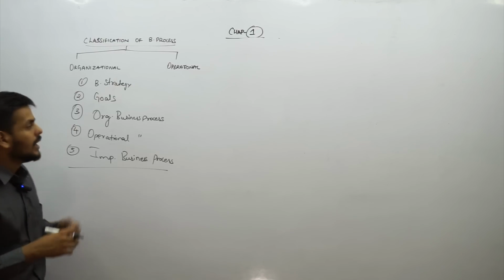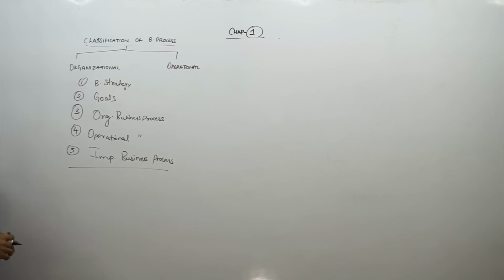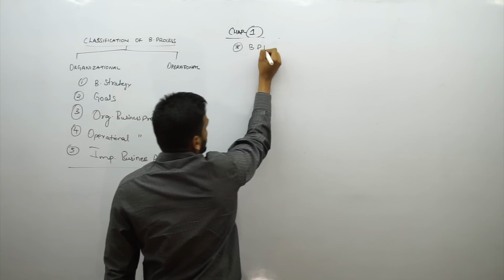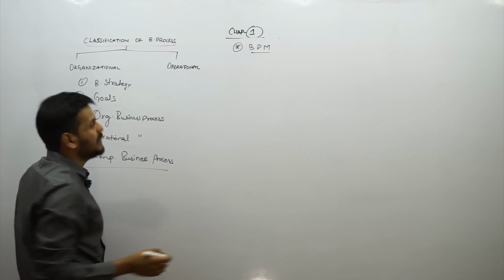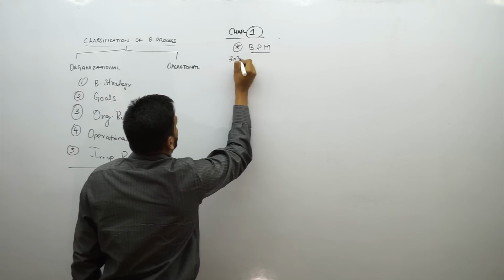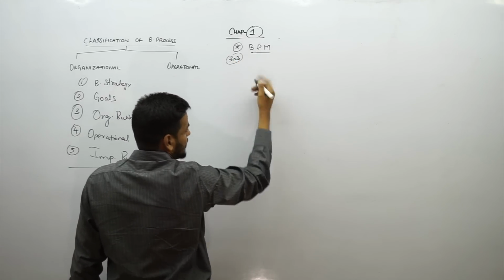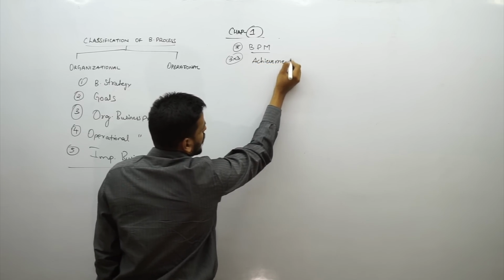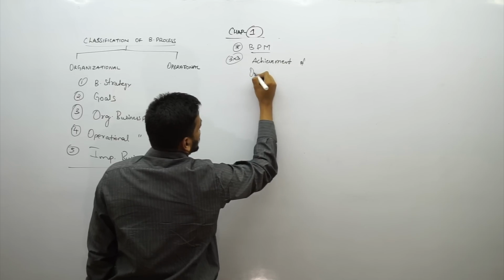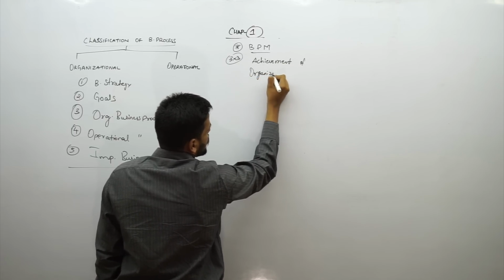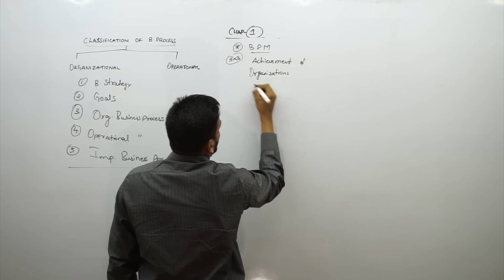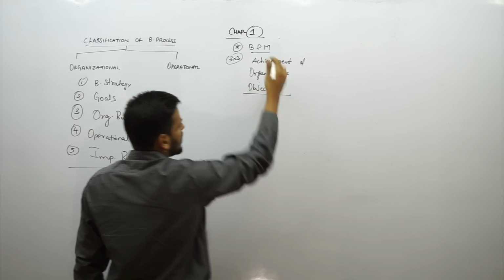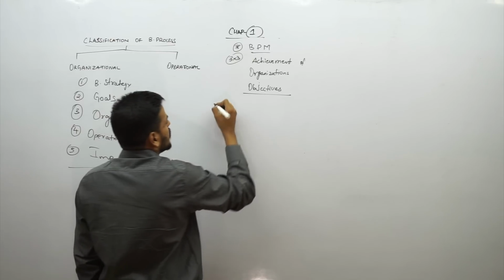All right, then moving up. Up next is the 9-point definition called business process management, or BPM. What is the definition of BPM? Let me make it into three parts. So first, achievement of organizations' objectives. So achievement, organization, objectives, how?